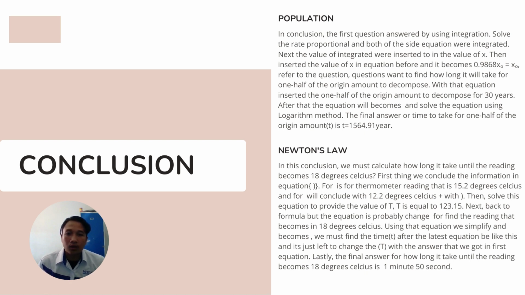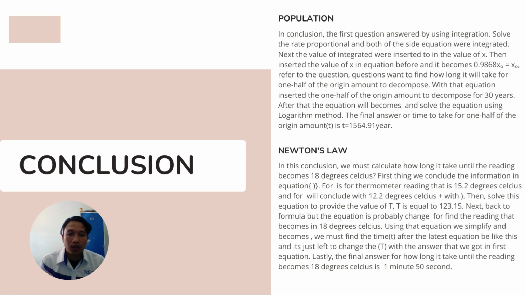Second is about Newton's law equation. For this conclusion, we must calculate how long it takes until the reading becomes 80 degrees Celsius. First, we put the information in the equation. For the thermometer reading, that is 50.2 degrees Celsius, and for the room we conclude with 12.2 degrees Celsius. Then we solve the equation. The equation gives the value of T equal to 123.15. Next, back to the formula.